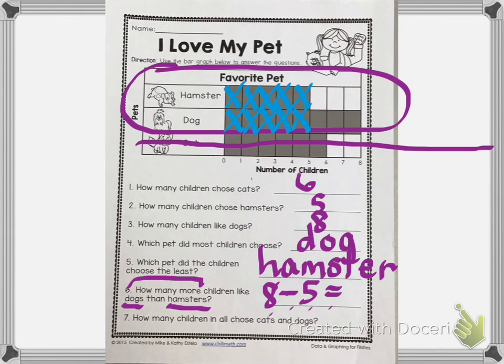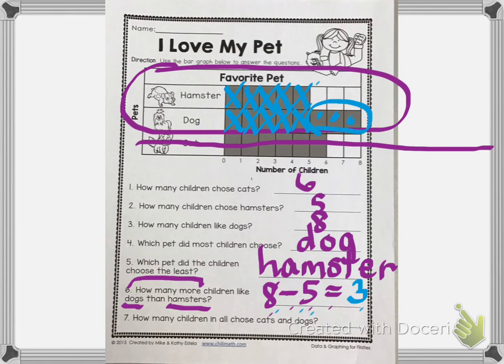So I crossed off all hamster. Oh, I can't cross off any more hamsters. There's no more left. There's more dogs left, though, so that tells us that this many more kids like dogs than they do hamsters. How many is that? 3. That tells us that 8 minus 5 equals 3. That tells us that 3 more children like dogs than hamsters.